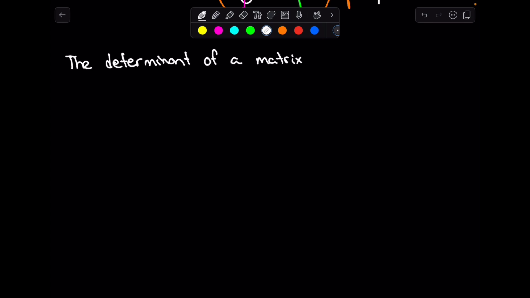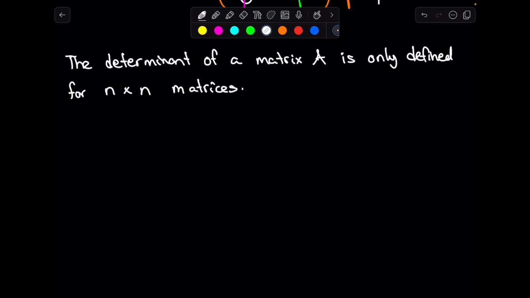All right, here we go. So more formally, the determinant of a matrix A is only defined, it's only a thing that you can calculate, for n by n matrices. Okay, they have to be square matrices.